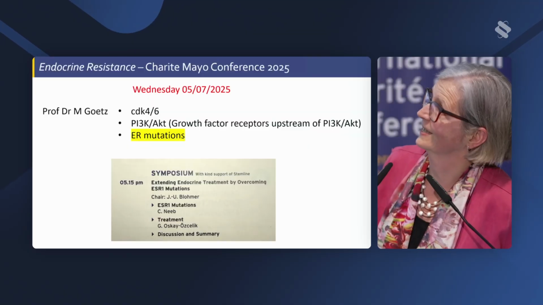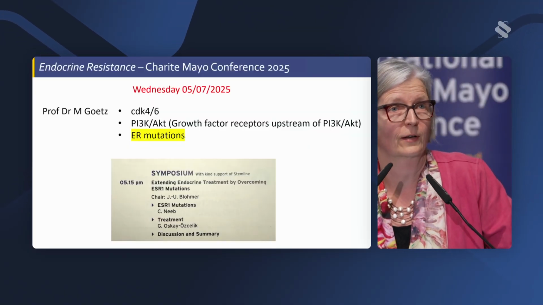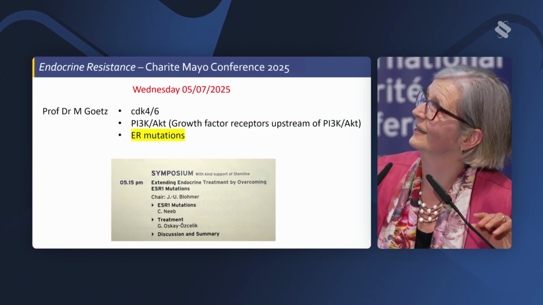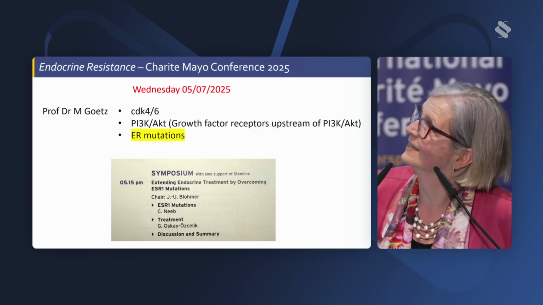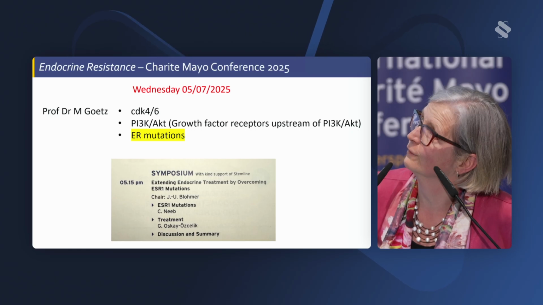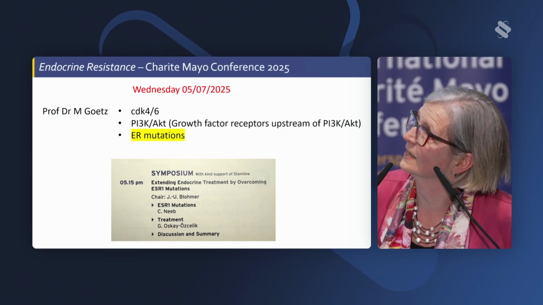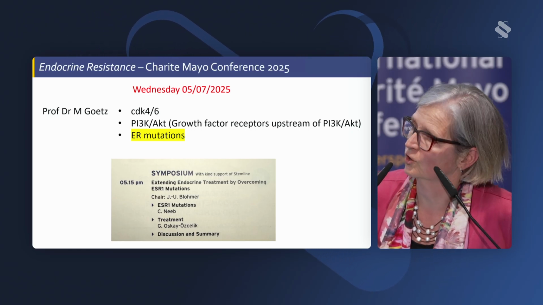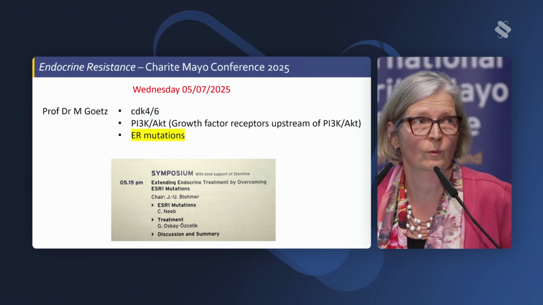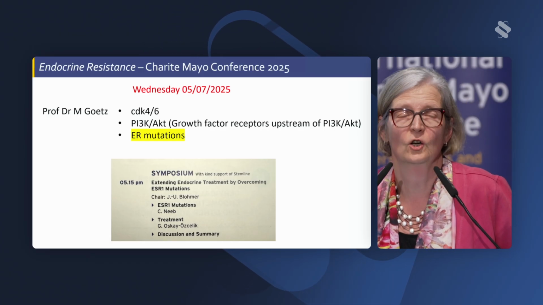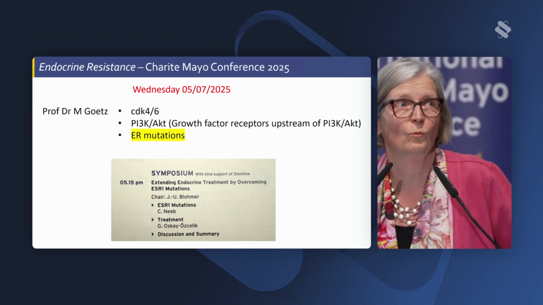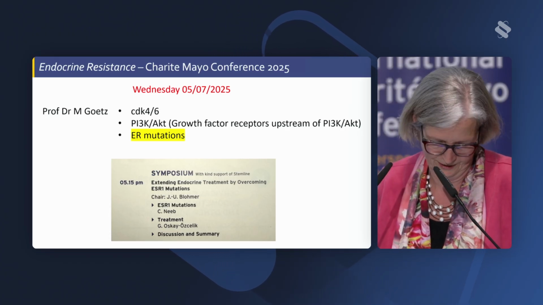So I'm going to talk about endocrine resistance. You already heard a great talk from Matt Götz today, early in the morning, and I think he summarized really nicely, especially focusing on CDK4/6, PI3 kinase, AKT, and estrogen receptor mutations. I do think estrogen receptor mutations are really important and are the major cause of resistance to hormonal therapy. So I'm going to focus on this in my talk.